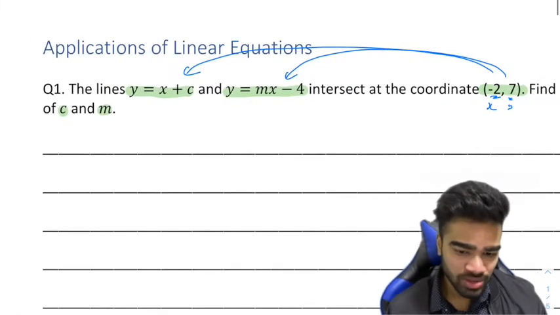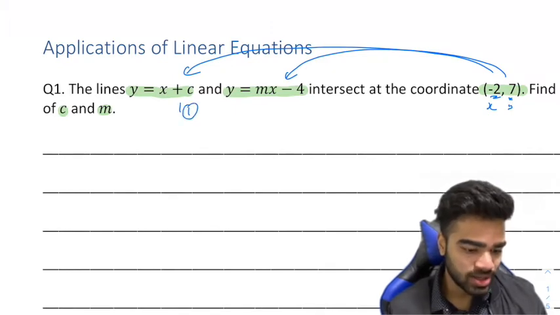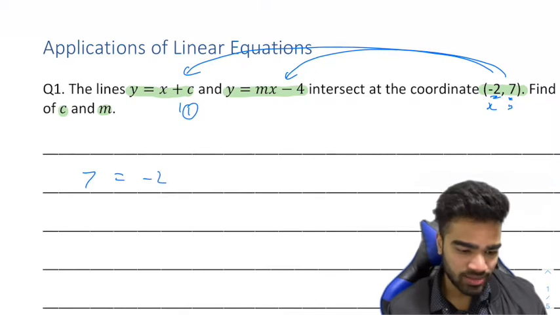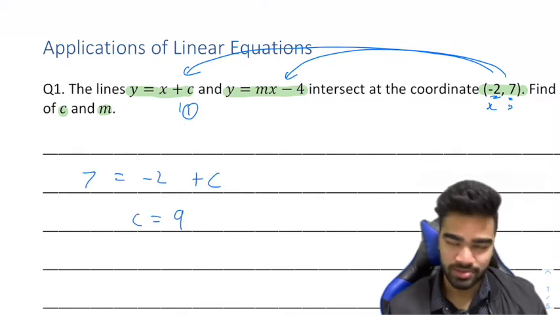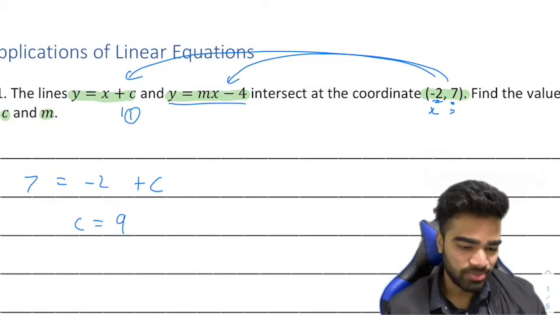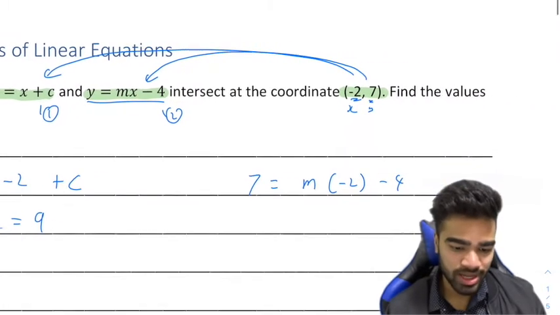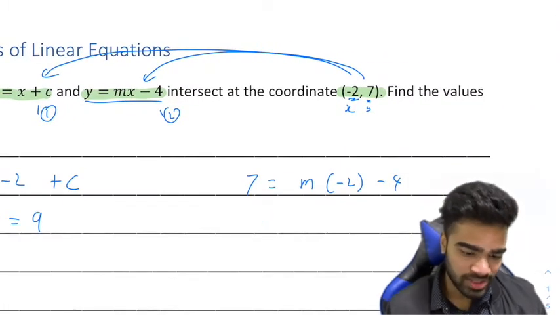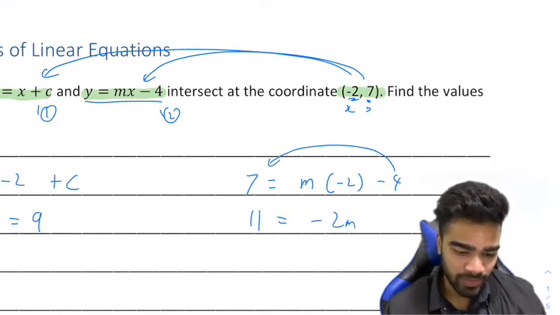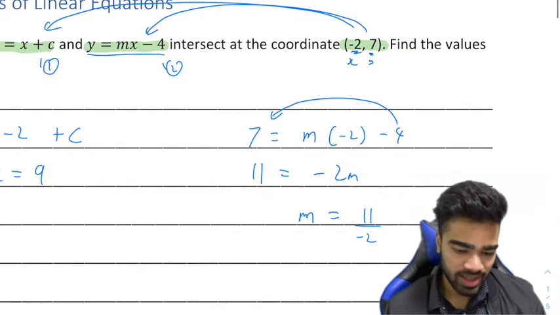Let's do it. So x is negative 2, y is 7, so we'll sub it into equation number 1. Let's say this is 1. So 7 is equal to negative 2 plus c, so c is equal to 9. Fairly simple. And then we'll do the same thing for number 2. So 7 is equal to m multiplied by negative 2 minus 4, so I'm just subbing the coordinate in. So 7 plus 4 is 11, so let's take 4 to the other side. So 11 is equal to negative 2m, m is equal to 11 on negative 2. So you can just write that as m is equal to negative 11 over 2 if you wanted.